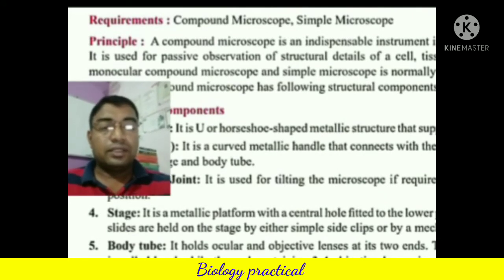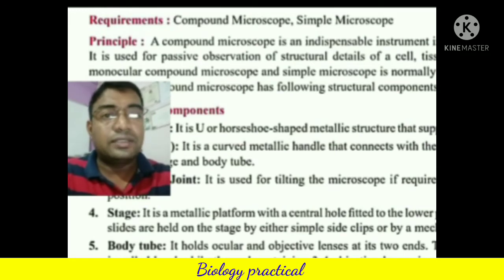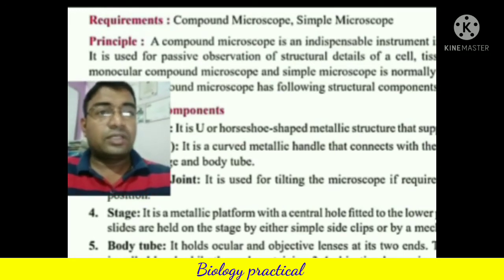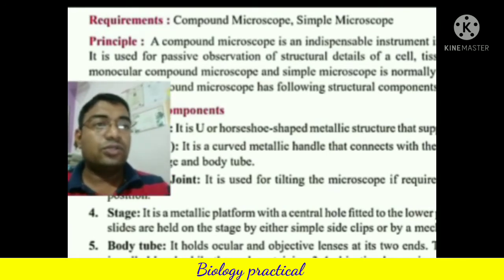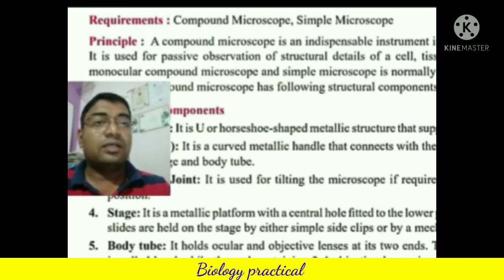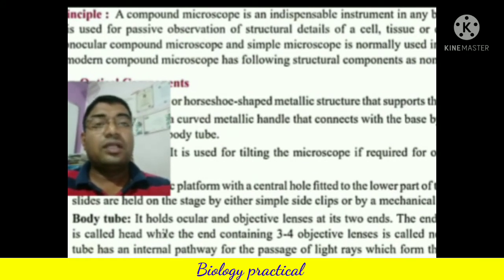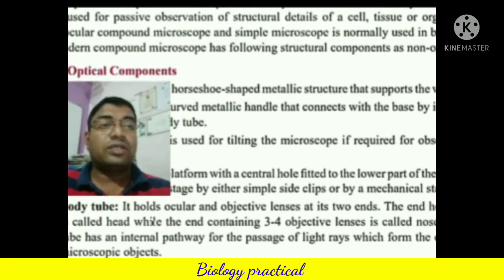We know that the things which cannot be seen by the naked eye are observed under the microscope, like the structural details of the cell, tissues, organs. A monocular compound microscope or a simple microscope is normally used in biology labs. A modern compound microscope has the following structural components, as we are going to see one by one.